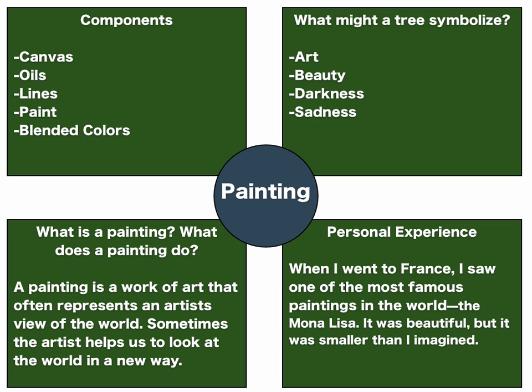And then what might a painting symbolize? It might symbolize art, beauty. It might symbolize beauty if you're talking about a beautiful picture. It might symbolize darkness if you're talking about something that's dark. It might symbolize sadness. There are so many different things a painting might symbolize. And then personal experience: I went to France. I saw one of the most beautiful paintings in the world, the Mona Lisa. It was beautiful, but it was smaller than I imagined. I mean, the thing's not that big.